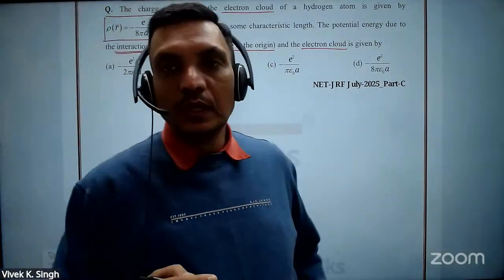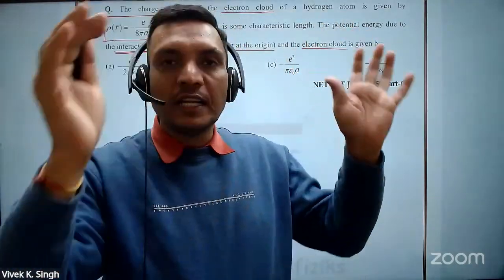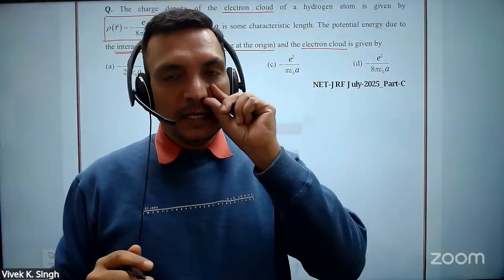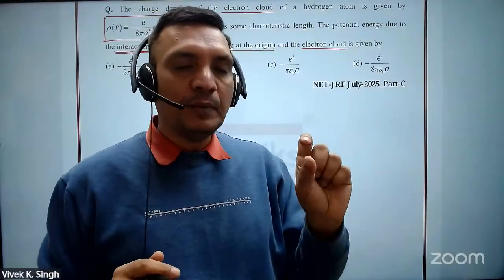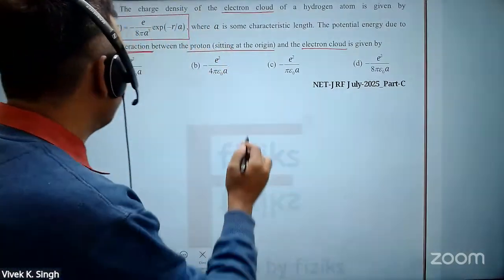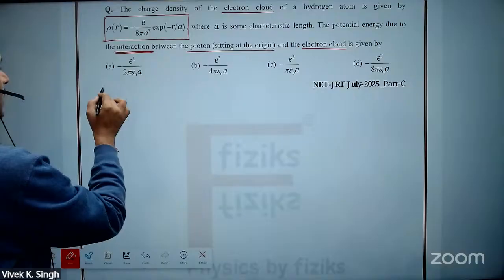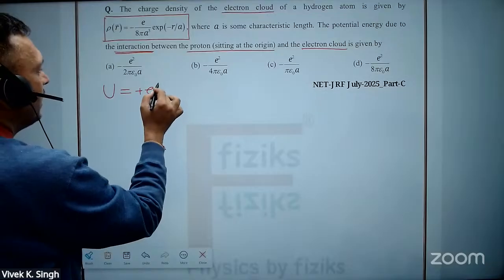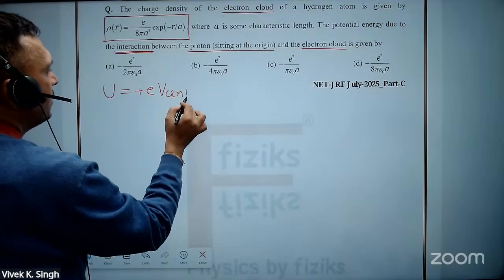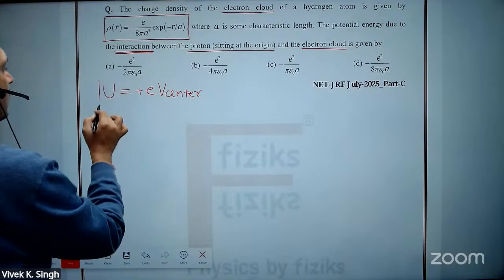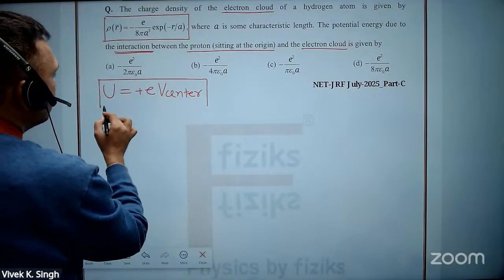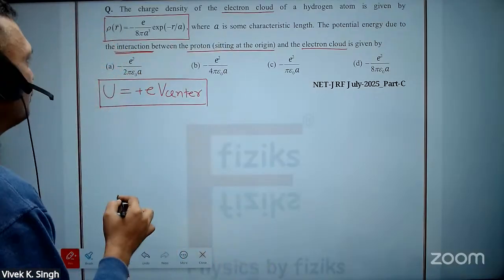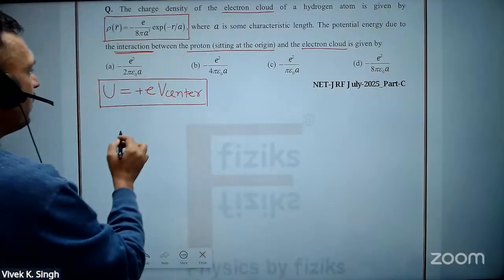So what we will do, we will find the potential at the center due to the electron cloud, and then their interaction energy or its potential energy is given by simply proton charge into V at the center. So in this case, this interaction energy U is given by simply proton charge, which is plus e, and then you should multiply with the potential at the center. And this potential at the center is due to the electron cloud. So the charge density is given. So how to find the potential at the center?